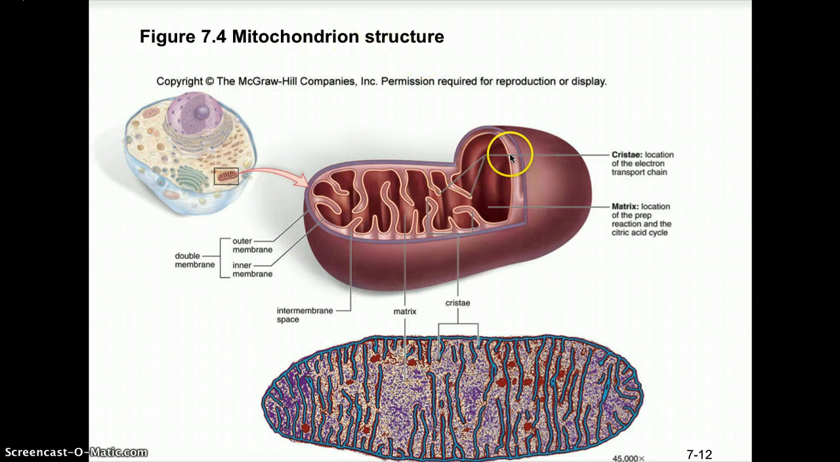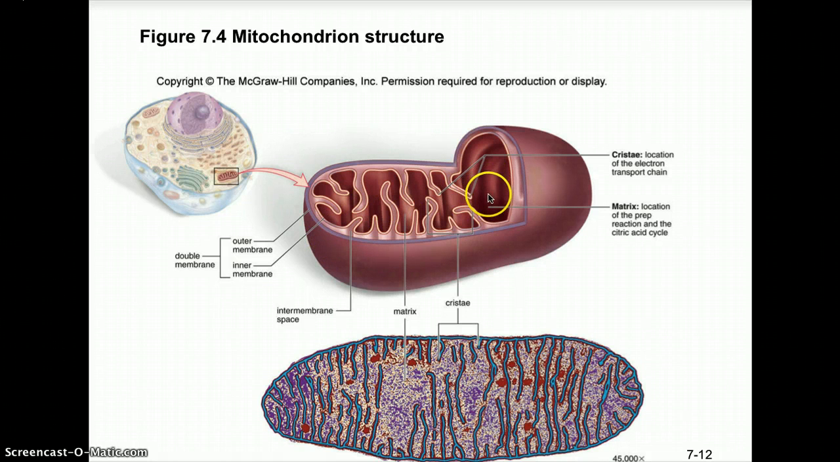So, mitochondrial structure, very important. So, it is a membrane-bound organelle. We have both an outer membrane and an inner membrane, and the inner membrane has these folds called cristae, and the folds are for increasing the surface area, because it's on the cristae, on these folds of the inner membrane, that is where the electron transport chain will occur.